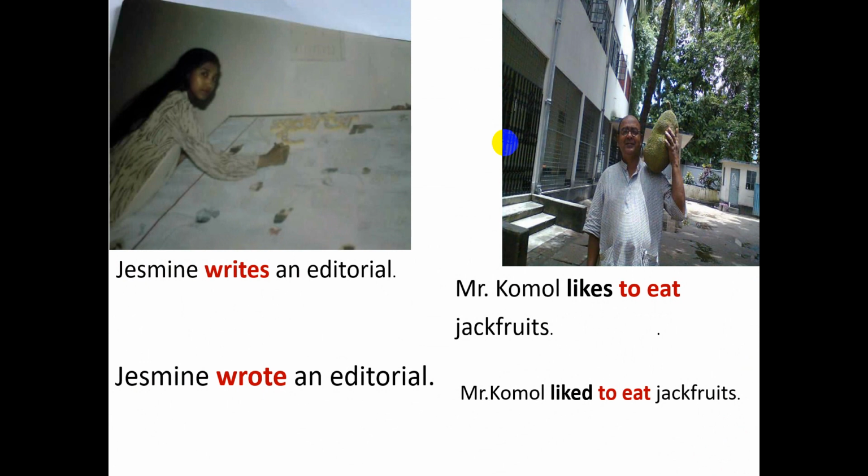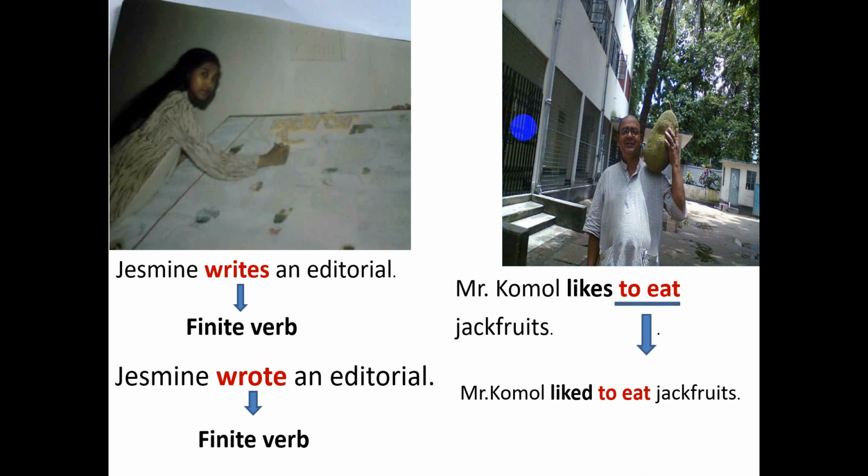Again, look, dear students, Jasmine writes an editorial. Jasmine wrote an editorial. Again, Mr. Kamal likes to eat jackfruits. Mr. Kamal liked to eat jackfruits. Now, I want to show you the kinds of verb here. Look at. Here, writes is the finite verb and wrote is also another finite verb.